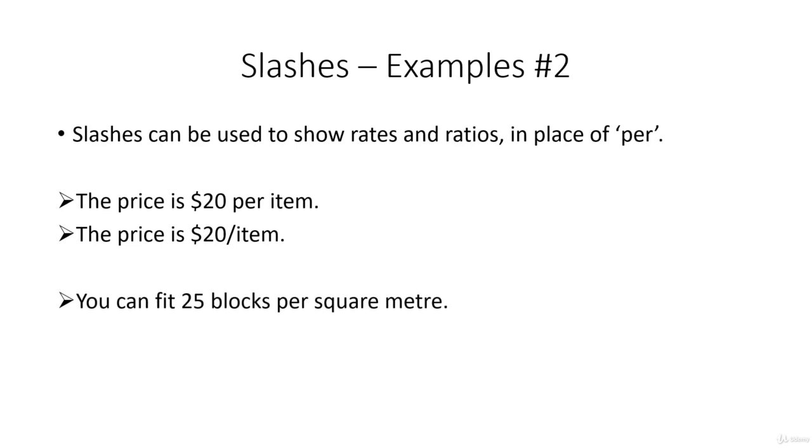Or we could write, you can fit 25 blocks per square meter. Now we can abbreviate this a little bit more, because the square meter we can abbreviate to m with a superscript 2 and write the whole thing as you can fit 25 blocks/m². It's only the written form that changes. When you speak the sentence, it's the same.